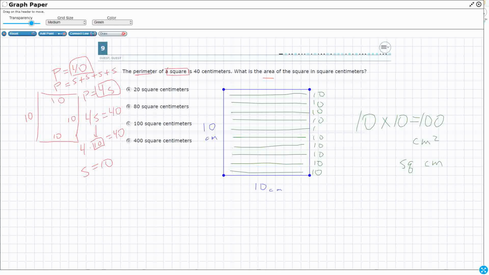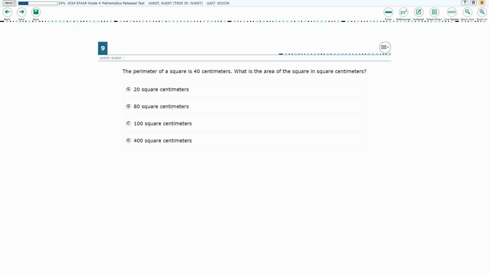And so we see that right here, right? So we've got 100 square centimeters. So we needed to find the side length first. Once we found the side length of 10, it became pretty easy to figure out my area, right? It's just the side times the side. So that's just our 10 times 10. So our answer here is going to be C. The area in square centimeters is 100 square centimeters.